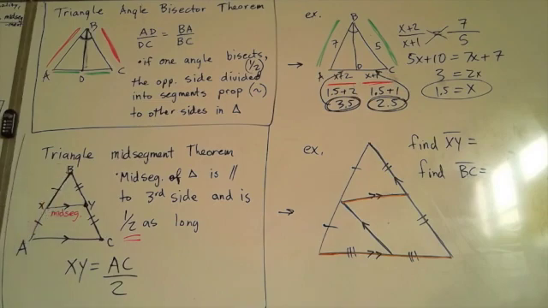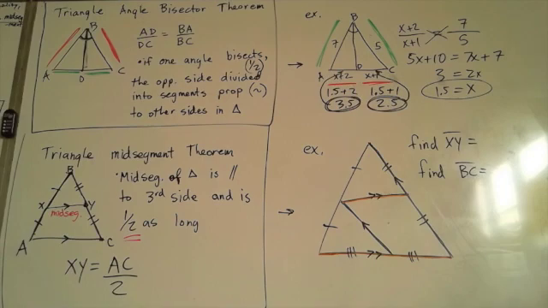So I know that XY is the mid segment based on the tick marks. So now all I have to do is apply this idea to a problem with values in the mid segment and the third leg. So let's go ahead and look at that example.